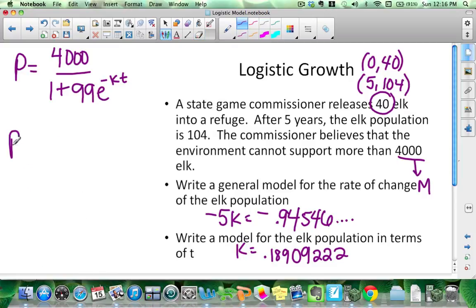And I get P of t is equal to 4,000 over 1 plus 99 e to the negative 0.189t. I'm going to stop there. Again, this is not the kind of skill that they're going to test on the AP exam, but I have seen questions that ask you to use the P of t equation, so we do sometimes need to be able to do this, okay? It's not nearly as big of a skill as understanding the properties of the logistic model, but it is important.